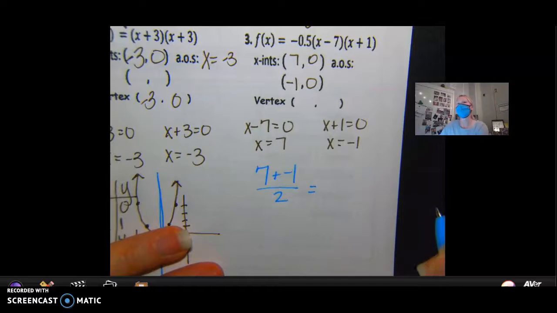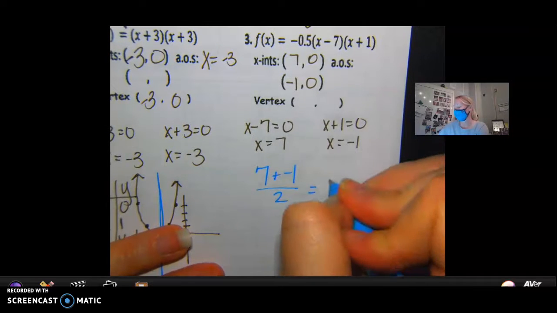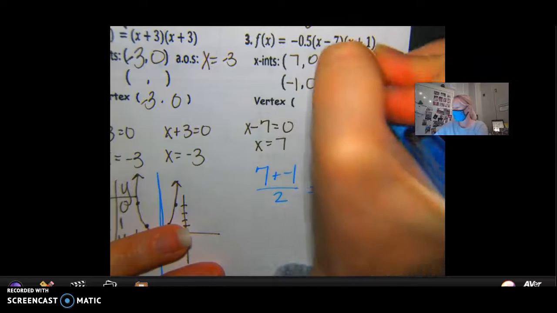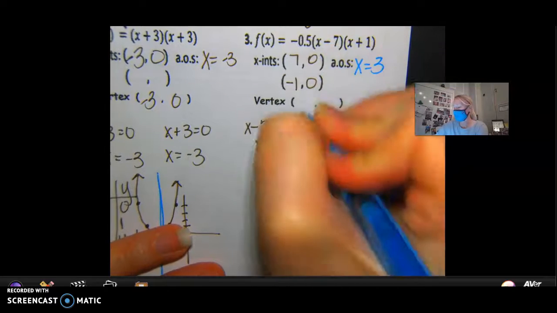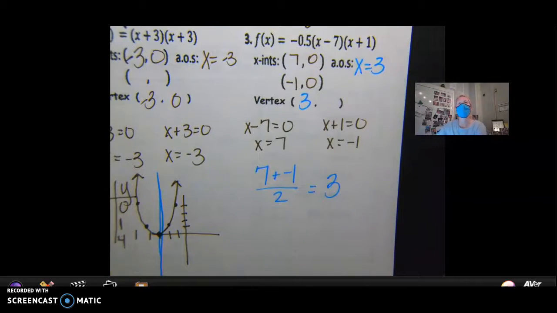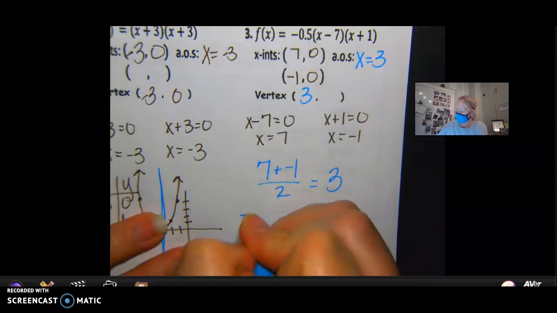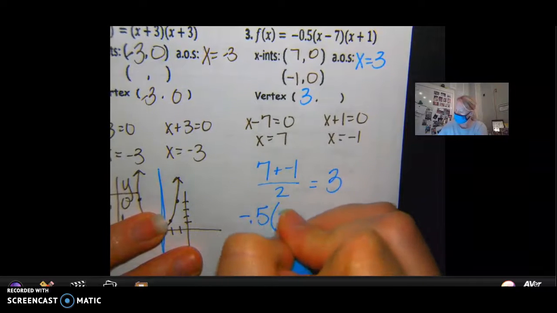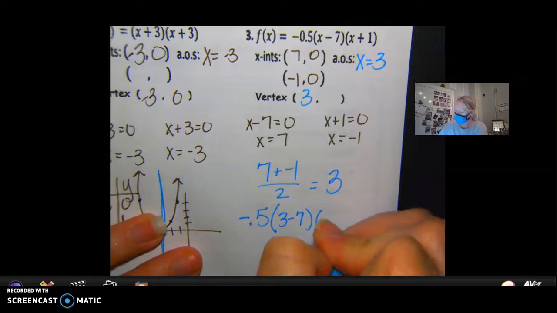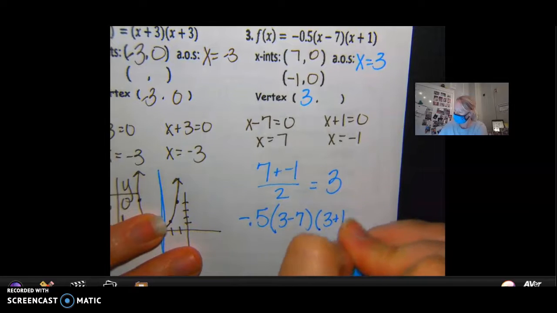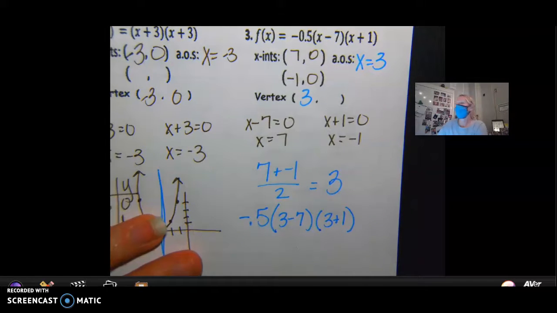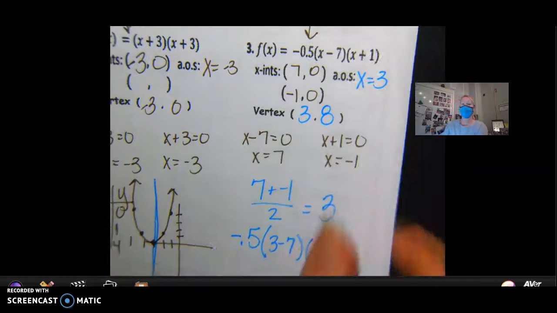7 plus -1 is 6. 6 divided by 2 is? So my AOS is at x equals 3. My vertex is at 3 something. How do I figure out what that something is? Perfect. So I'm going to take that equation up there. I'm going to plug in the 3. When I plug in the 3, what do I get as an output for my y value? 8. Good job. All right, go to the next page.